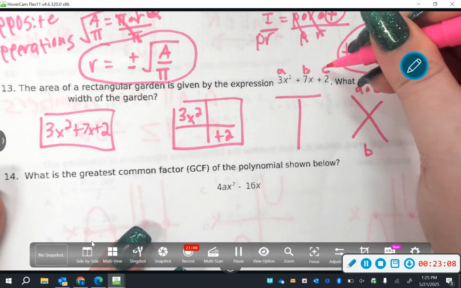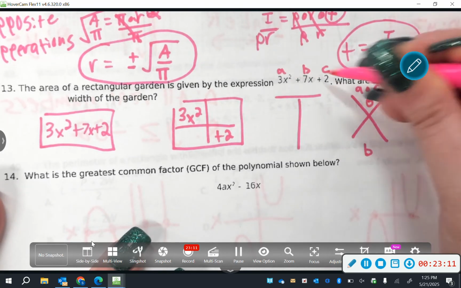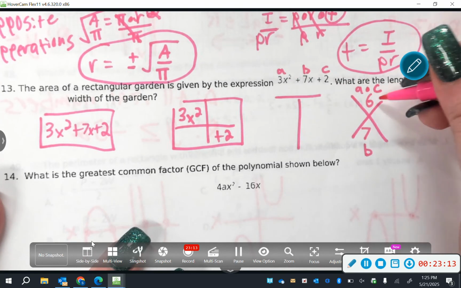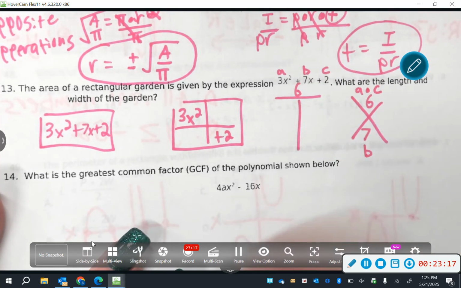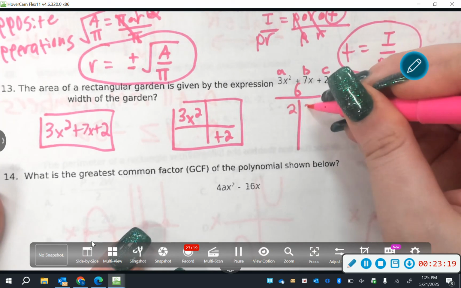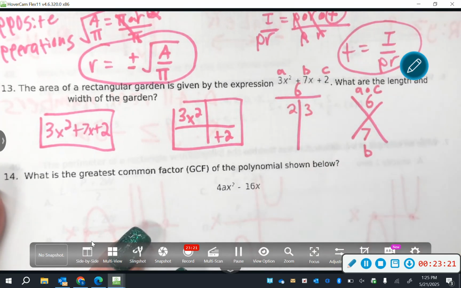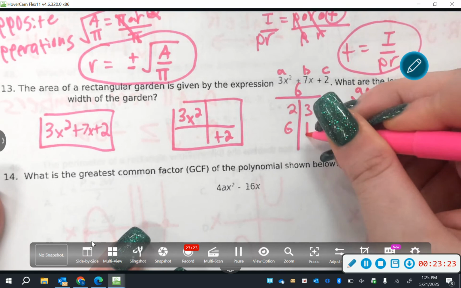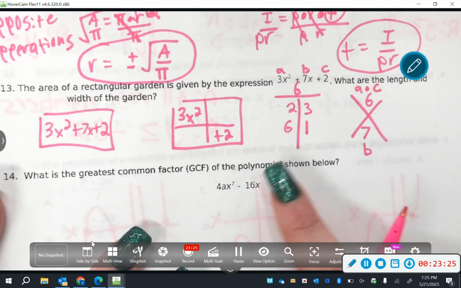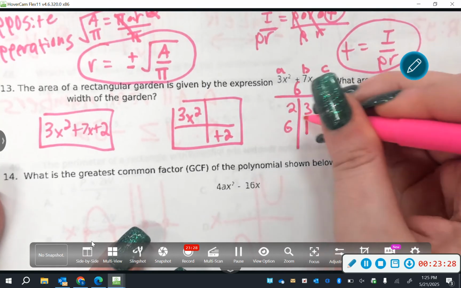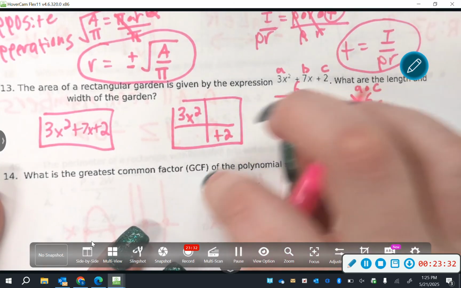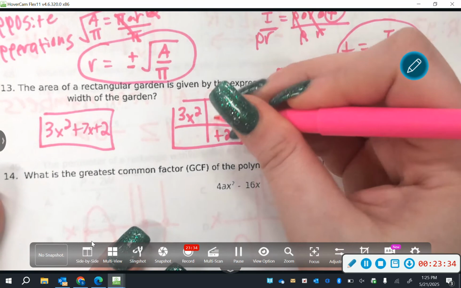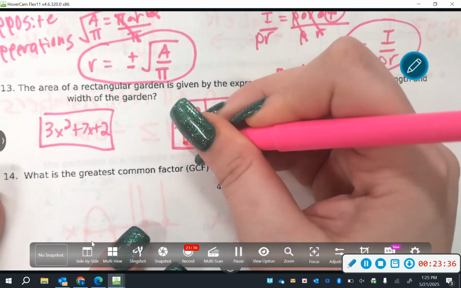So I'm doing 3 times 2 is 6. My B is 7. So we need things that multiply to 6 but add up to 7. For example, 2 times 3 is 6, but they do not add up to 7. 6 times 1 is 6, and 6 plus 1 does get us 7. So that's what goes in these two boxes. It does not matter which box you put them in. I'm going to put my 6x here and my 1x here.